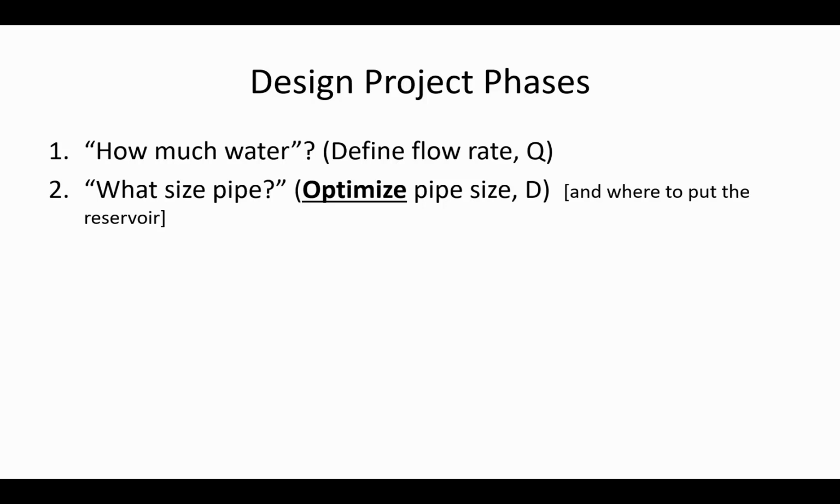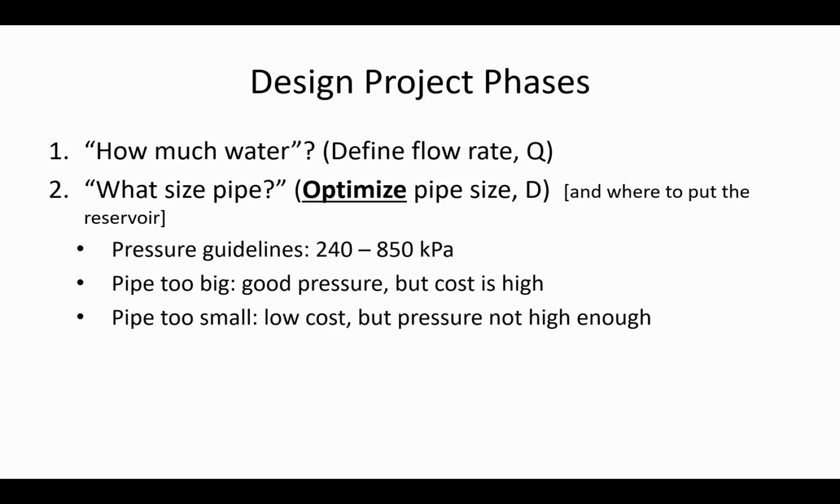If you make this one pipe smaller, then you're going to be able to save money, but you have to look at every junction and make sure that now the pressure is still okay. Also in phase 2, you're going to be figuring out where to put the reservoir, because the higher you put it on the hill, the more pressurized your network is.